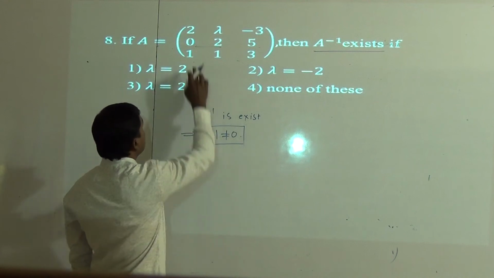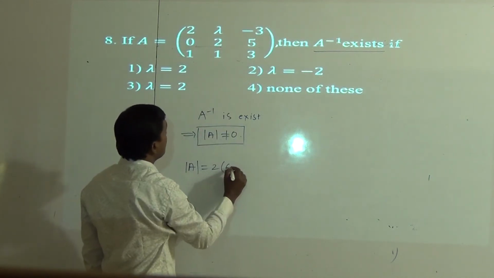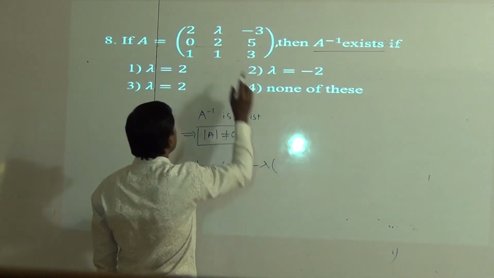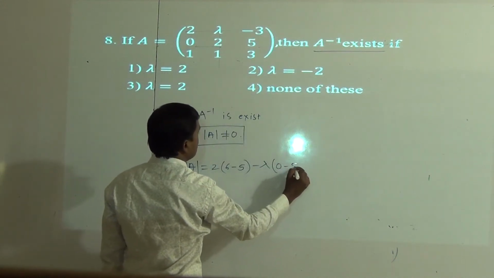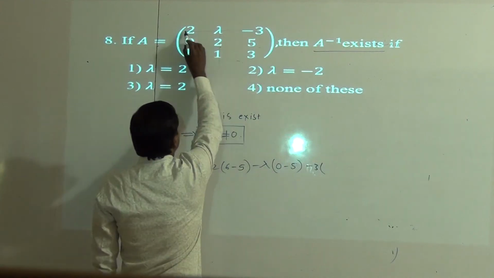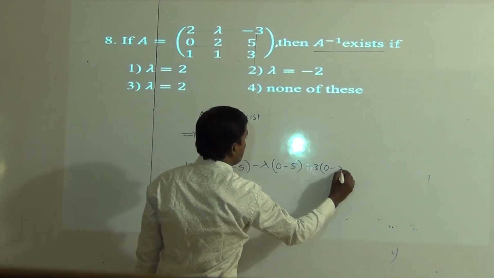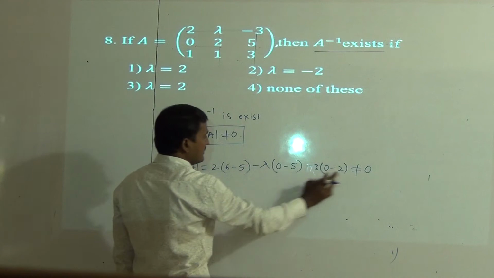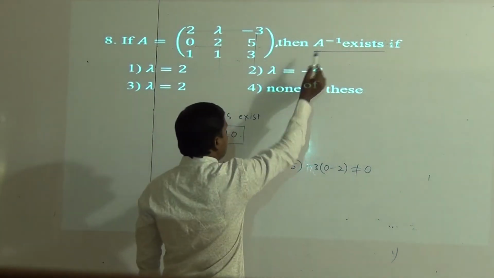Determinant of A is equal to 2 into (6 minus 5), minus lambda times (first row, second column) (0 minus 5), and here it is minus 3 times (second row, first row and third column) (0 minus 2), which is not equal to 0. This determinant must not be equal to 0, then only A inverse exists. They have only given that A inverse exists.